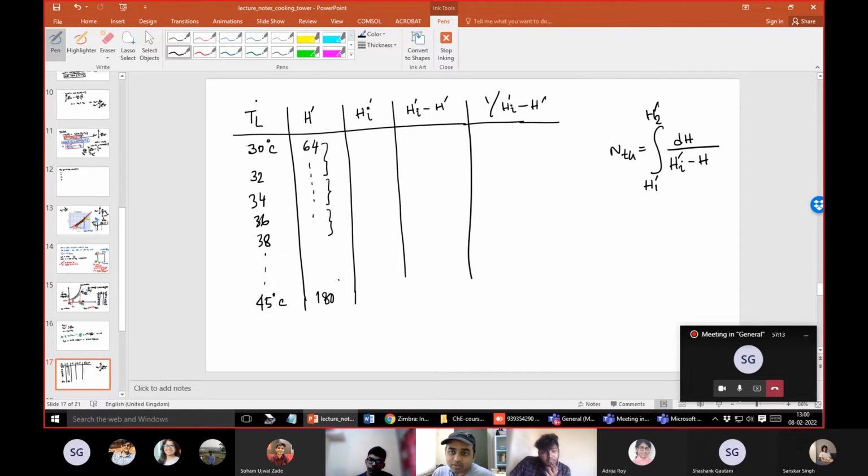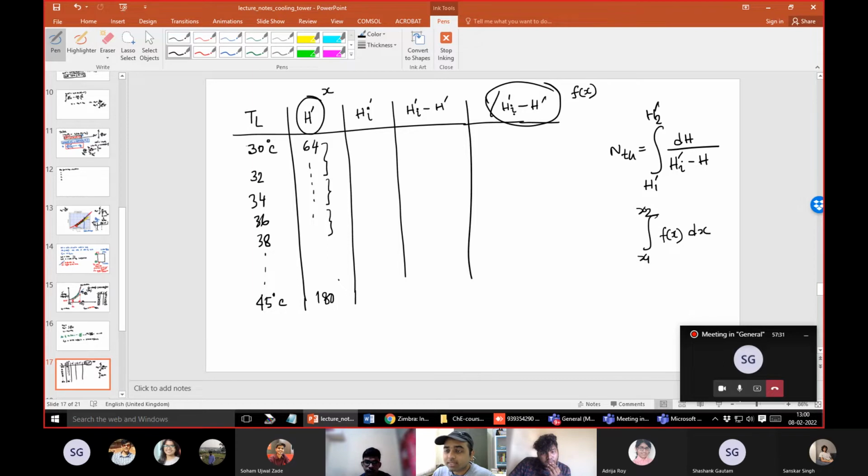Isn't it? What you are going to integrate? So this will be your x and this will be your f of x. If I choose this to be x and this will be f of x, right? So you are making an integration of this quantity.